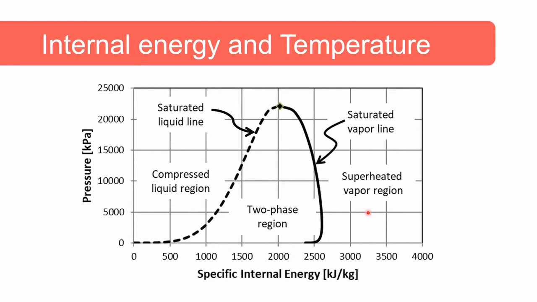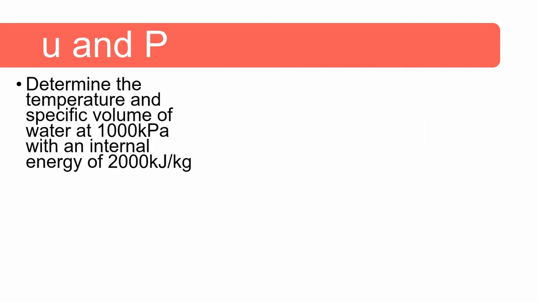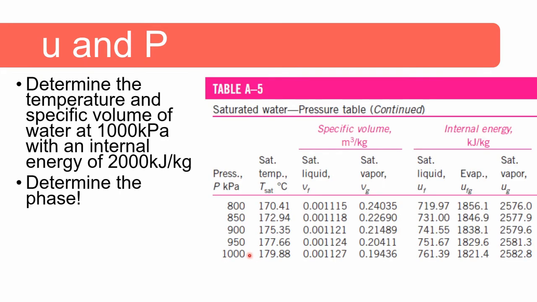Now let's do an example showing this. The question asks us to determine the temperature and specific volume of water at 1000 kilopascal with an internal energy of 2000 kilojoules per kilogram. Now if we look at the saturated water pressure table, for 1000 kilopascal, you will see the internal energy 2000 lies between the values of 761 and 2582 kilojoules per kilogram, which means that the state is a two-phase.